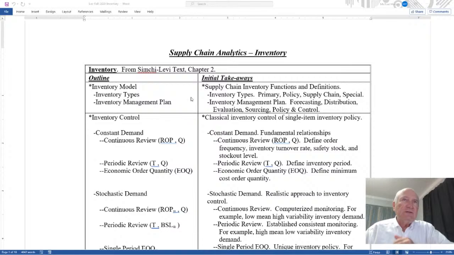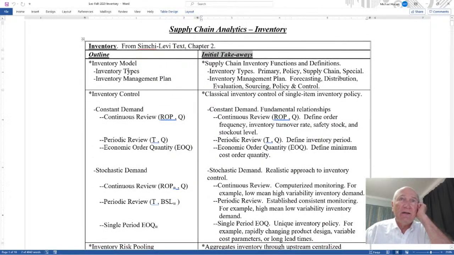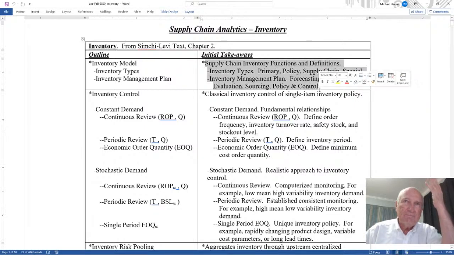Okay, so you start with just the initial takeaways from each one of these areas. We start with inventory model here, the inventory types, management plan, the primary policy, supply chain, special types of inventory, and then for the inventory management plan, we look at forecasting, distribution, logistics, evaluation, efficiency and cost, sourcing, upstream, policy and control. So this is like just an overview of what we'll be doing today.